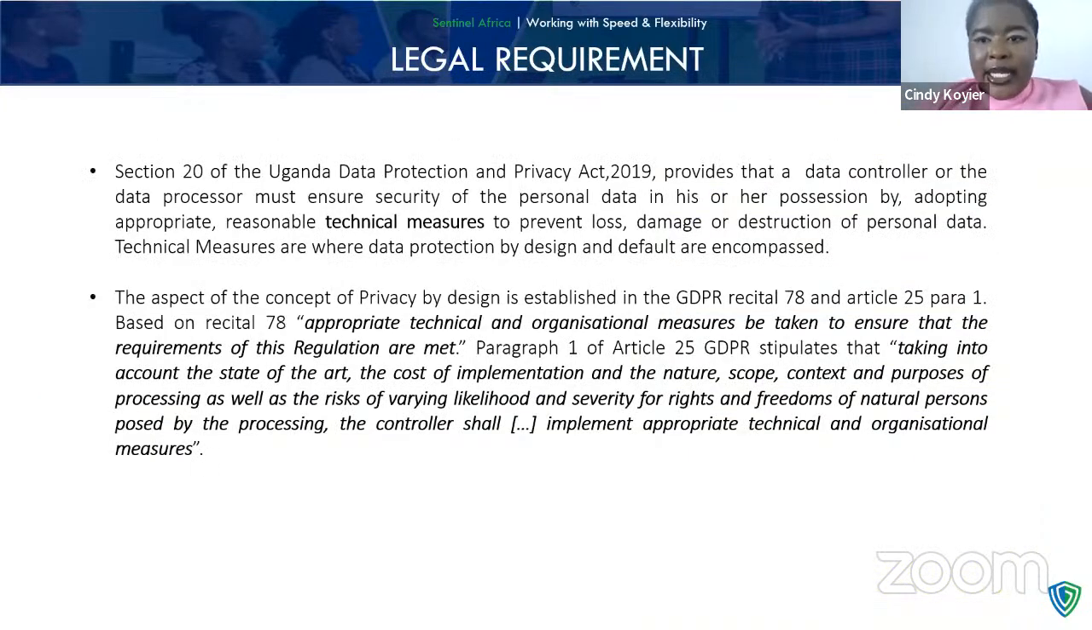So as was mentioned earlier by Anita, Section 20 of the Uganda Data Protection and Privacy Act provides that data processors must ensure security of personal data in his or her possession by adopting appropriate, reasonable technical measures to prevent loss, damage, or destruction of personal data. So at this point, what is meant by the technical measures, that is where data protection by design and default is encompassed within the Act. That is where we find the requirement for us to actually undertake data protection by design and data protection by default.